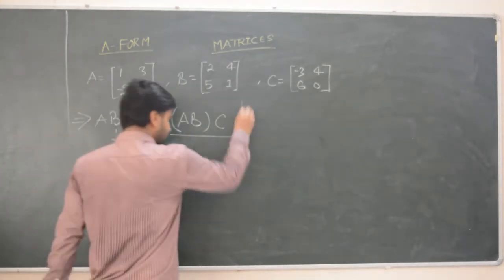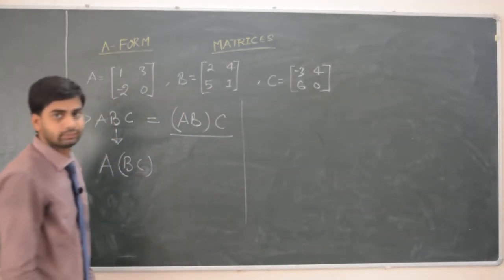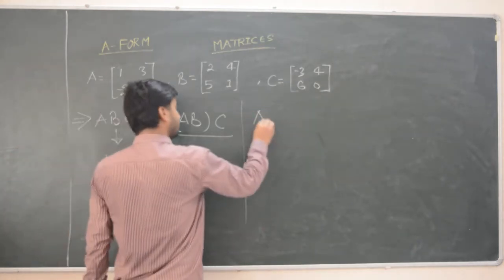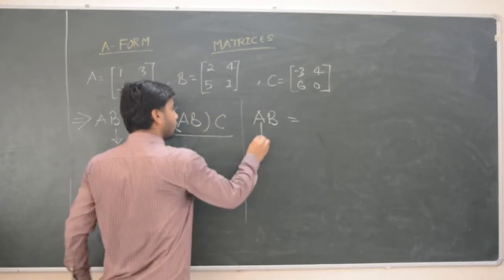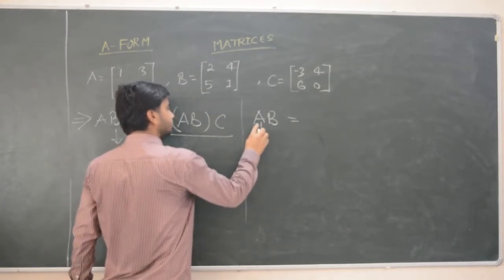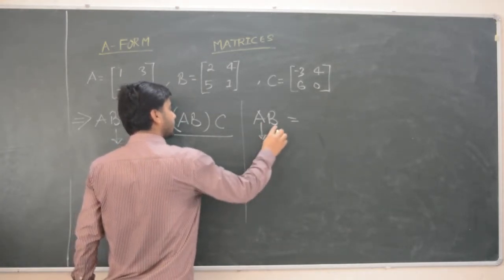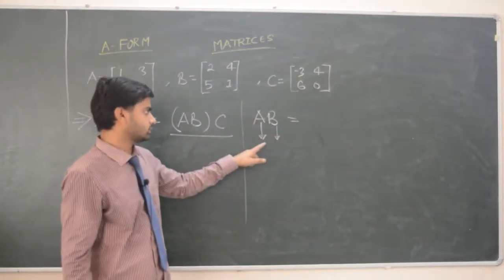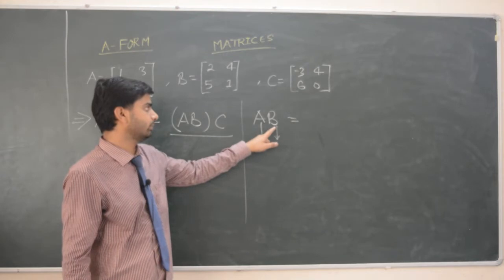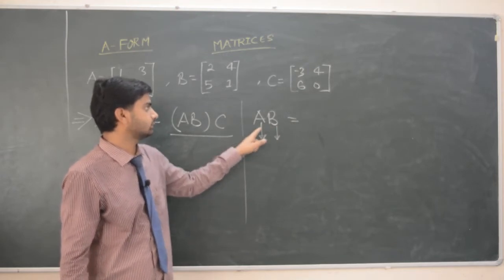Okay, so first we will check whether AB is possible or not. We want to calculate AB, so first we will check whether the number of columns in A is equal to the number of rows in B. Only if the number of columns of A is equal to the number of rows in B can we multiply A and B.